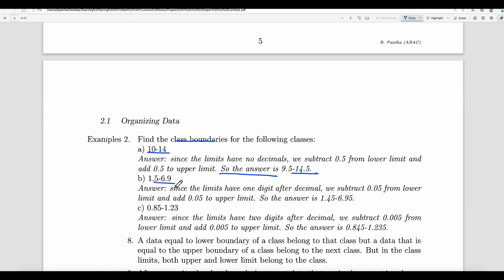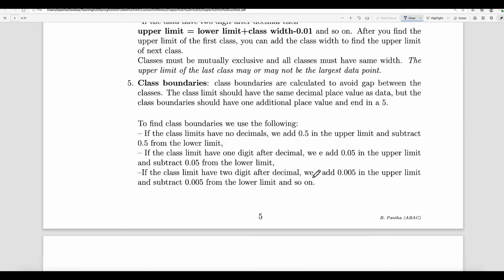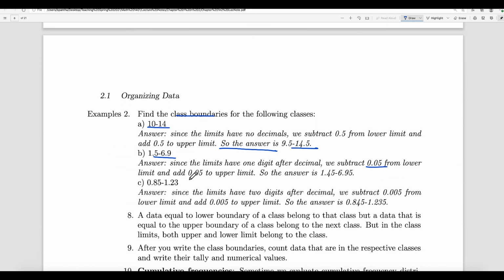How about this? There is 1 decimal place. There is 1 digit after the decimal, right? So this is the class limit. To find out the class boundary, we use 0.05 as we mentioned here. So for 1 decimal, 0.05. For 2 decimals, 0.005. You subtract from the left and add to the right.